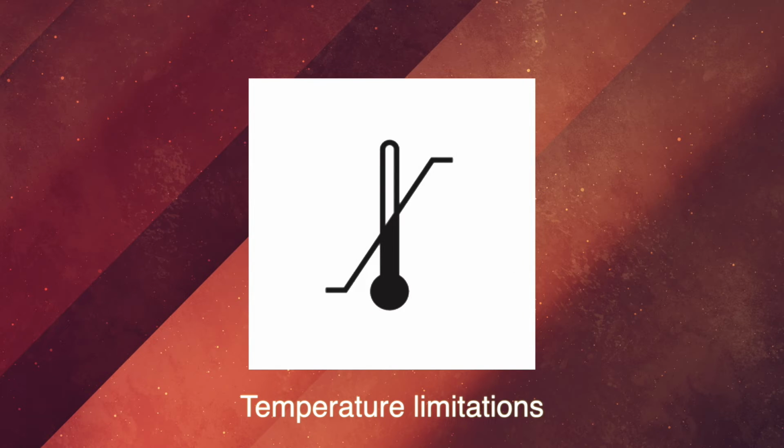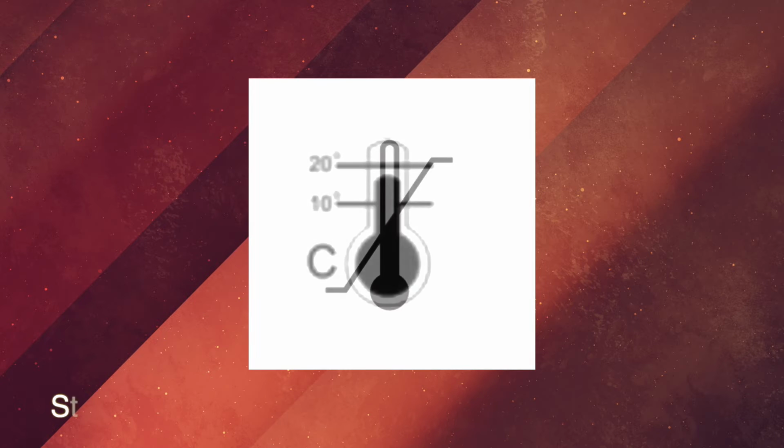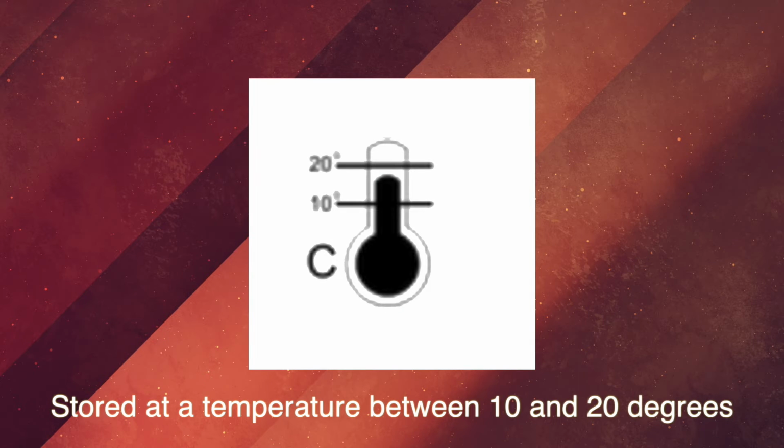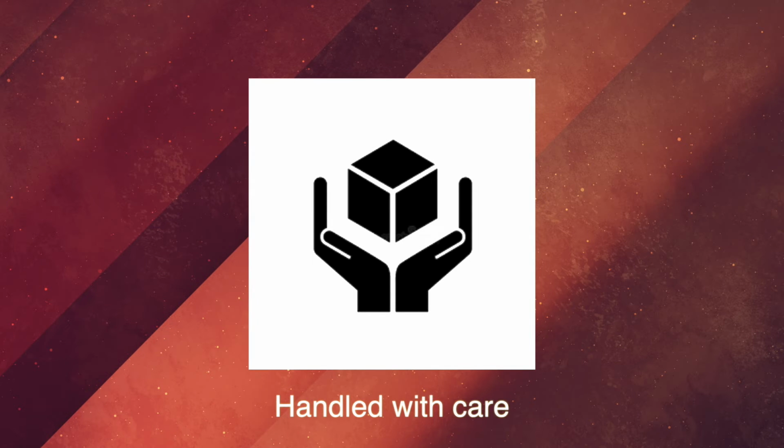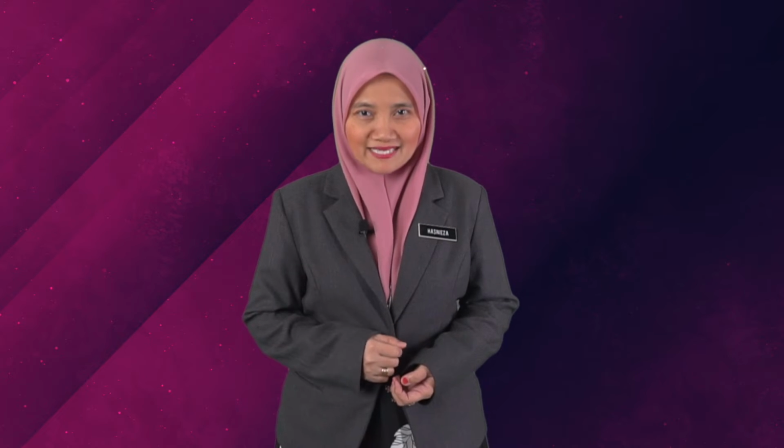Temperature limitations. The corresponding temperature or temperature limits should also be noted on the consignment notes. Store at temperature between 10 and 20 degrees. The symbol clearly shows that the content should be stored at a temperature between 10 and 20 degrees. Handle with care. The two hands holding or protecting the package is another reminder that the contents should be handled with care. Now, let's be digging into placards in packaging.